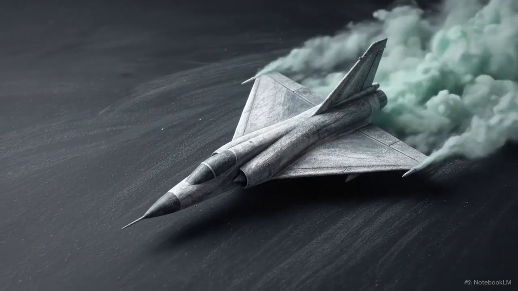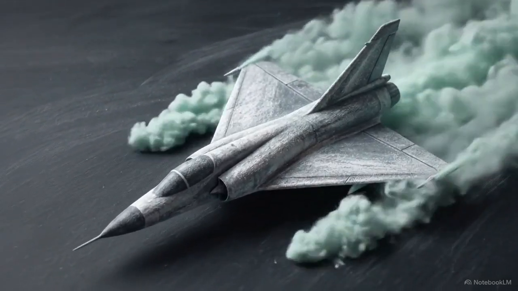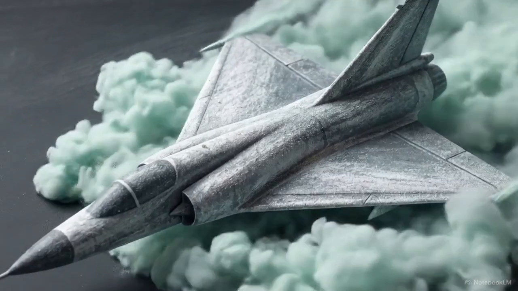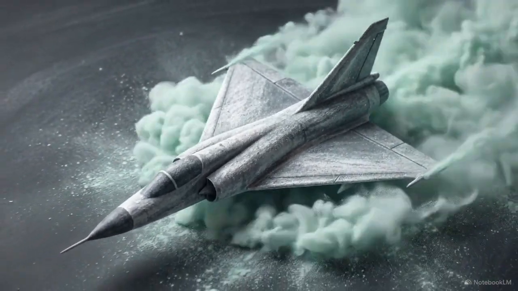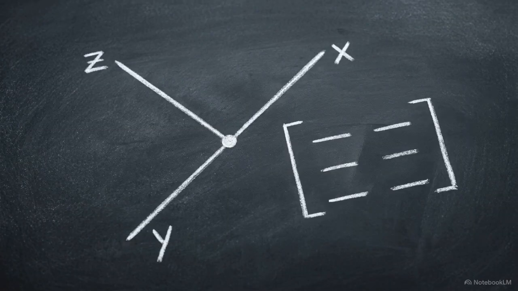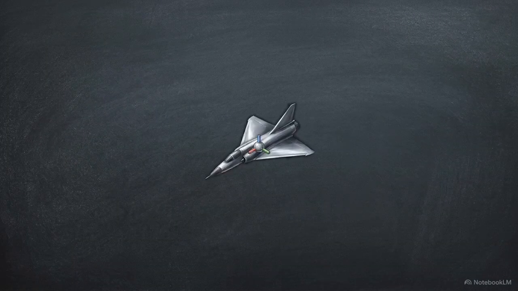When a jet executes a dynamic maneuver, it is subjected to intense physical forces. Thrust, drag, lift, and weight act upon the airframe simultaneously. The standard method of teaching vectors represents these forces as an array of three numbers along x, y, and z axes. This reveals a disconnect.